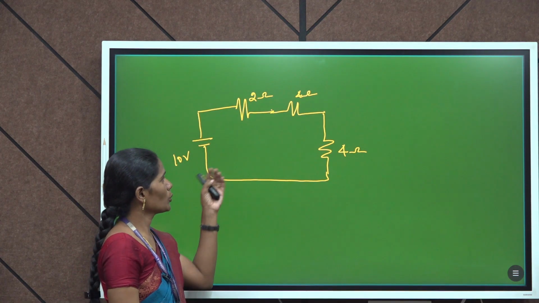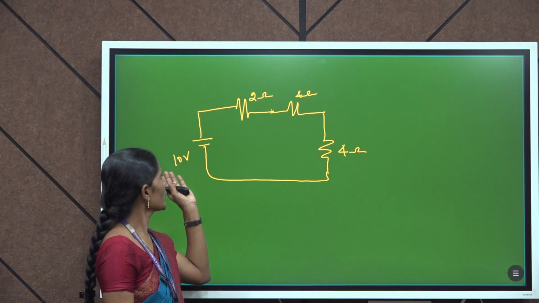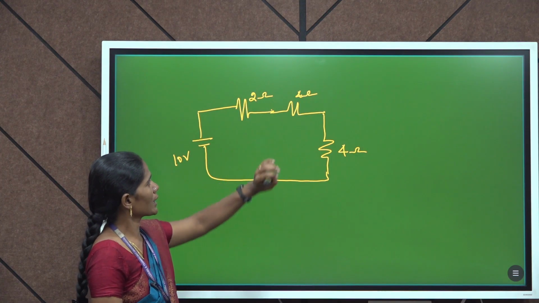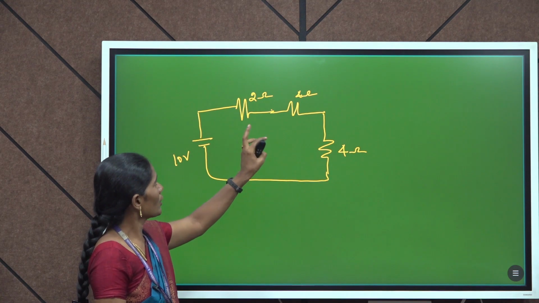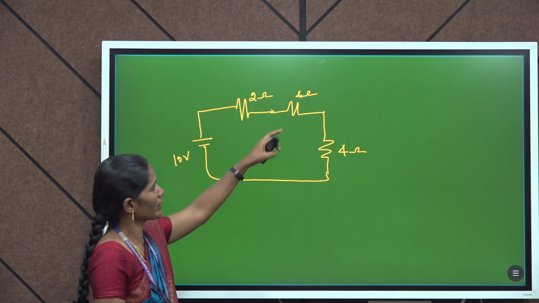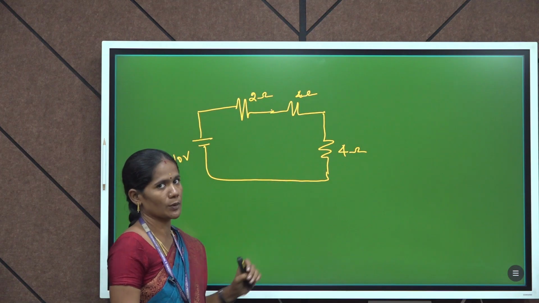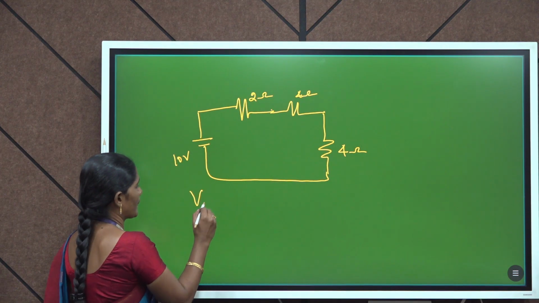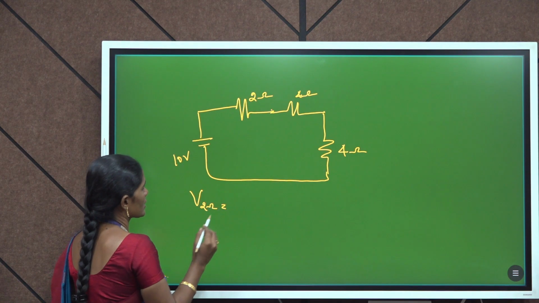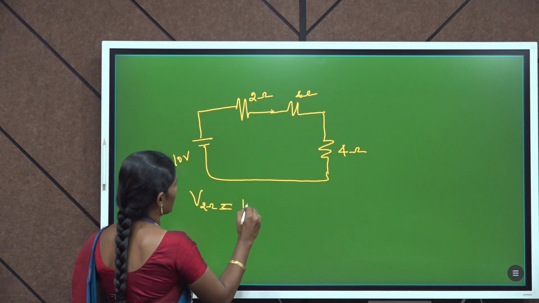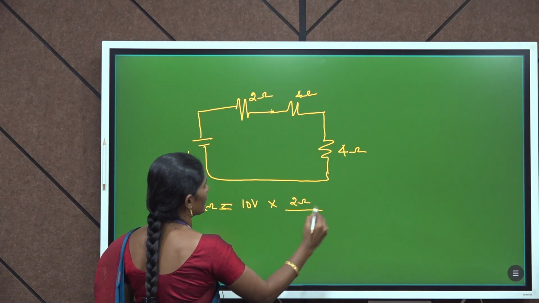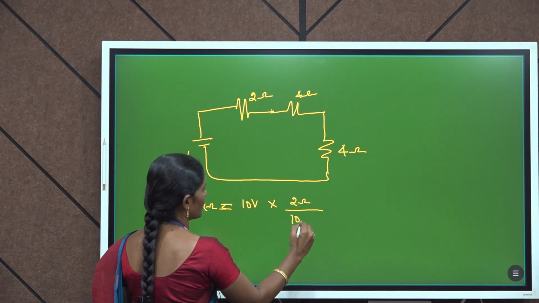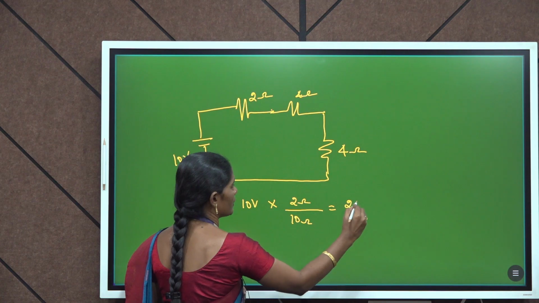Now, we can add one more branch to the previous one. So, now we have 3 branches, 2 ohm, 4 ohm as well as 4 ohm resistance. So, now we can find V across 2 ohm, V across 4 ohm as well as V across the other 4 ohm. First, the voltage across the 2 ohm resistance is the total voltage 10 volt multiplied by the same resistance 2 ohm divided by the total resistance 10 ohm. The resultant voltage will be 2 volt.